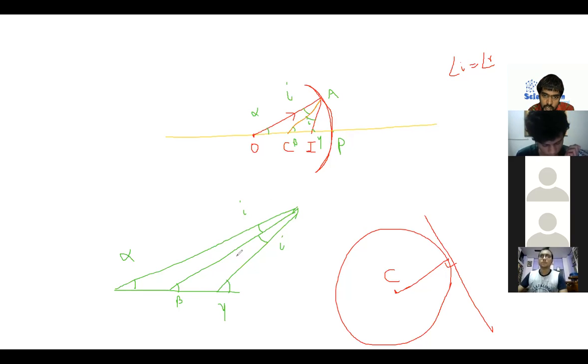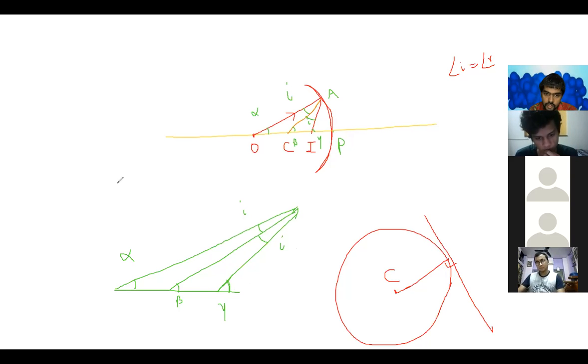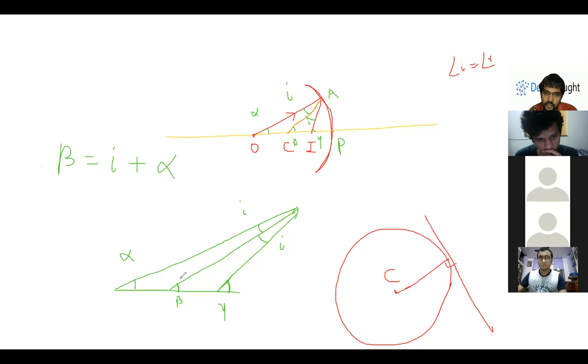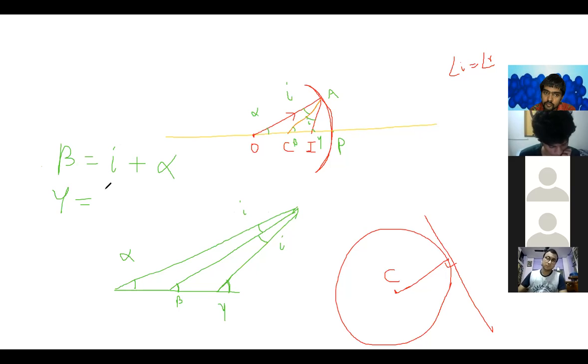Now, if I see this diagram, what property of 7th class do I remember? If I take gamma and I see all the angles inside, what property do I remember? External angle property. So, what is the relation between beta, I and alpha? Beta is equal to I plus alpha. Right. And gamma is equal to beta plus I.